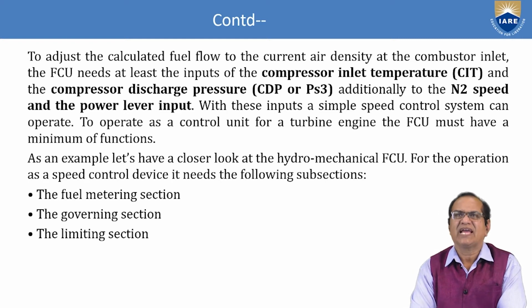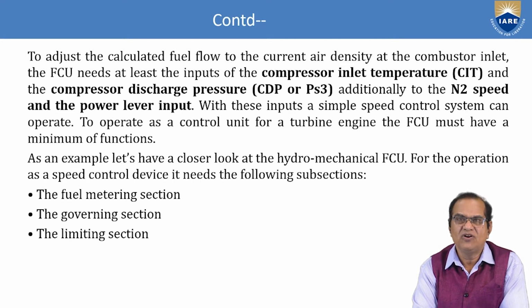To adjust the calculated fuel flow to the current air density at the combustor inlet, the fuel control unit needs at least the input of the compressor inlet temperature CIT and the compressor discharge pressure CDP or PS3, additionally to the N2 speed and the power level input. With these inputs, a simple speed control system can operate.